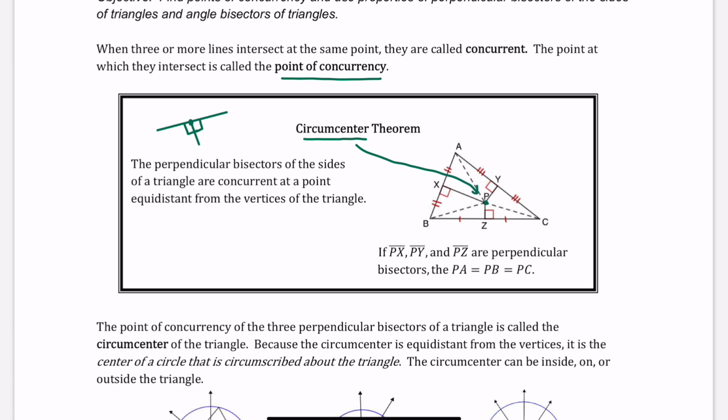So if PX, PY, and PZ are perpendicular bisectors, then PA has to equal PB, and that has to equal PC. So we're talking about the length from this point to each of the ends of the triangle is all going to be the same distance long. So PA has to equal PB, which has to equal PC.